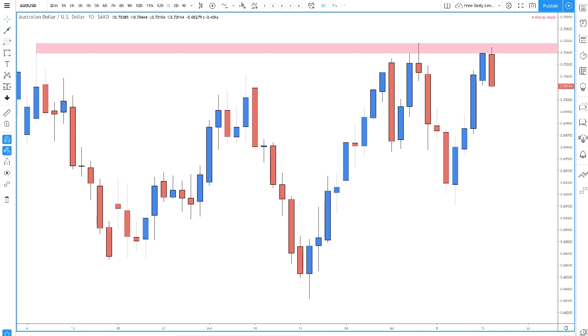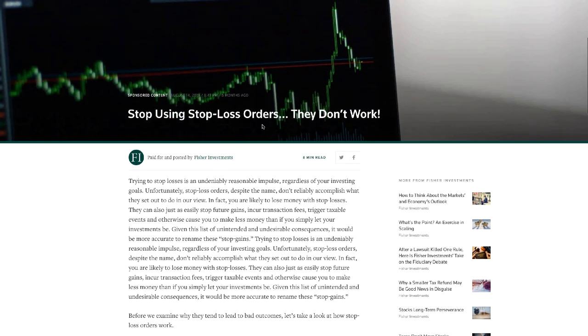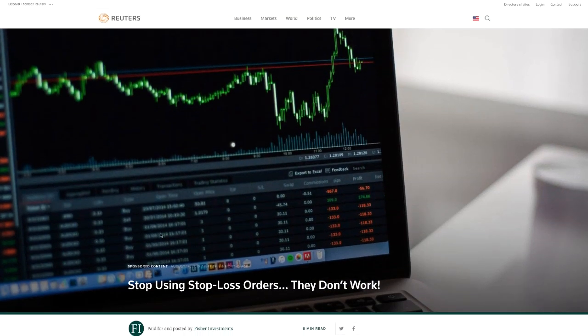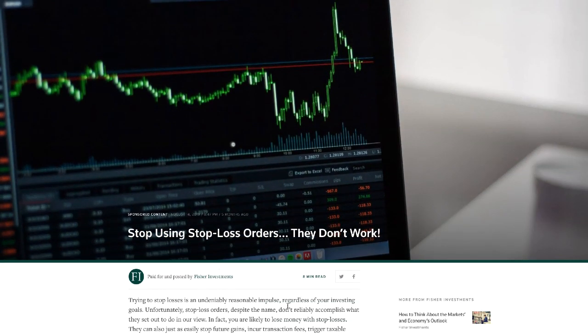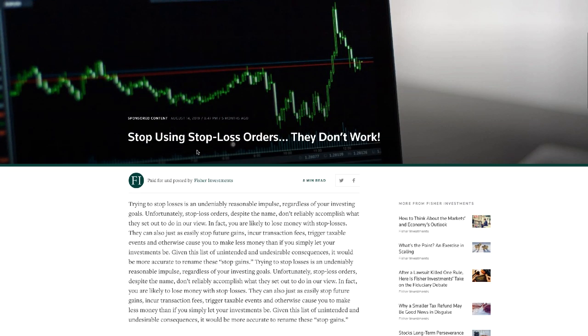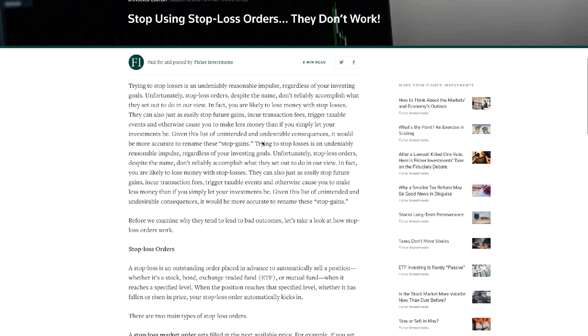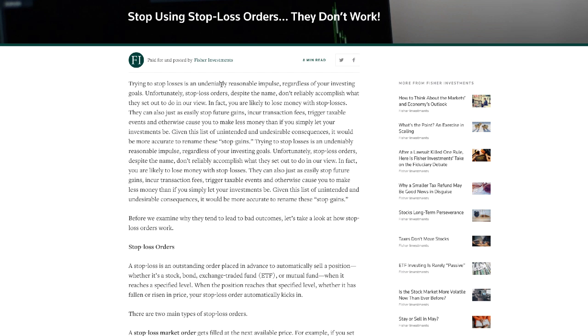Now, you might be thinking, who doesn't use a stop loss? Retail traders, some of them do, some of them don't. But there is information out there. This is from a sponsored Reuters article, and Reuters is a big news publication. The publication is pretty much stating: stop using stop loss orders, they don't work. It goes into why this company thinks stop losses don't work. Again, I'm not here to say whether they do or they don't. There are strategies for everything.